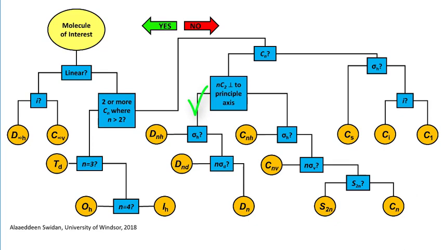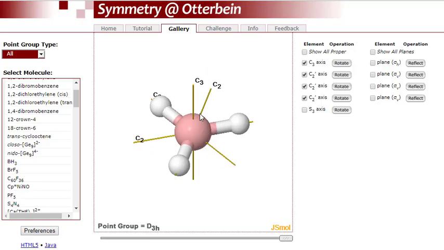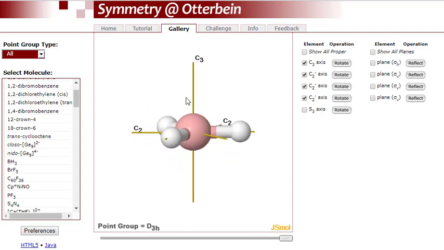Next, it asks you if there are any perpendicular mirror planes. So sigma h, just as in this case here, sigma h is any mirror plane that is perpendicular to the principal axis. So you take that C3 axis, and what is perpendicular to this would be along the 3 atoms. So all these atoms would be in the perpendicular plane.